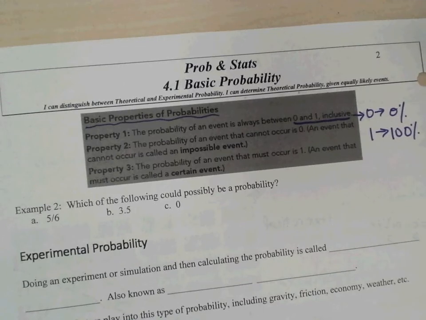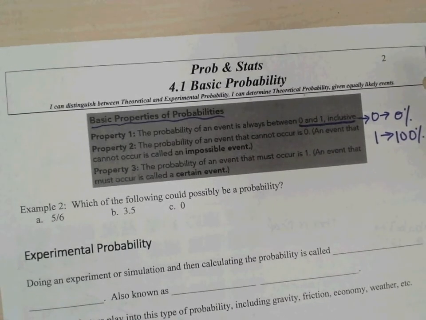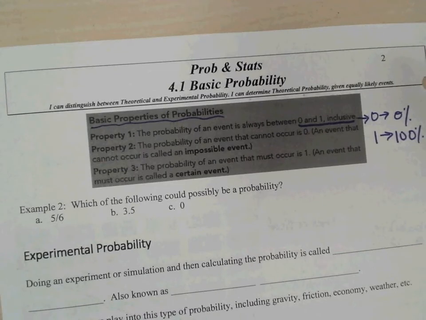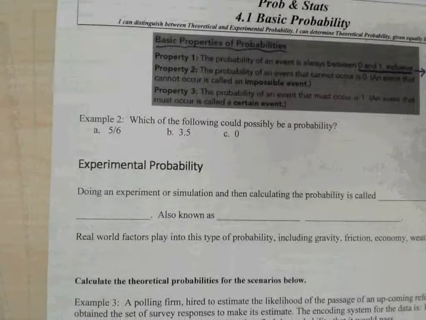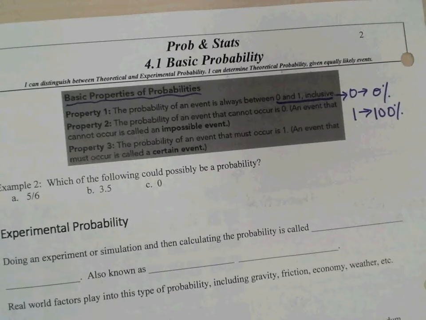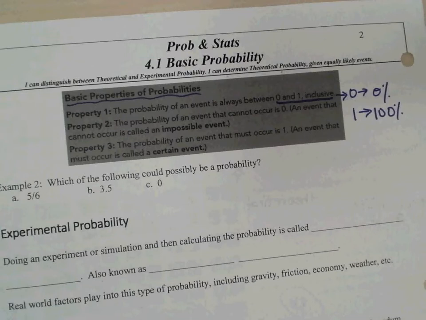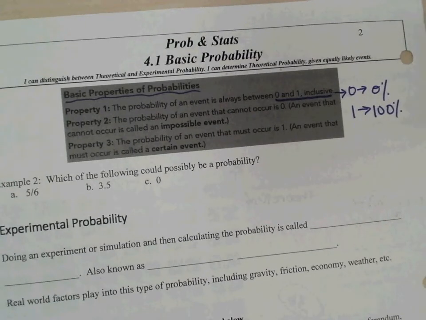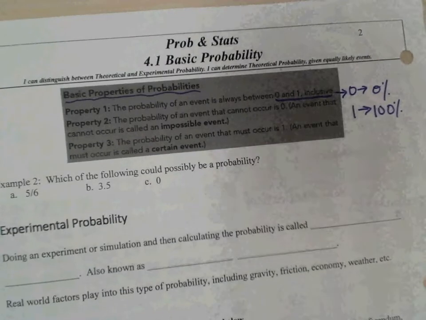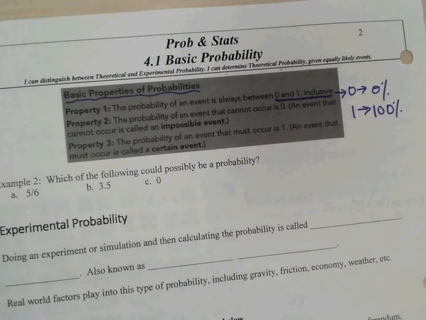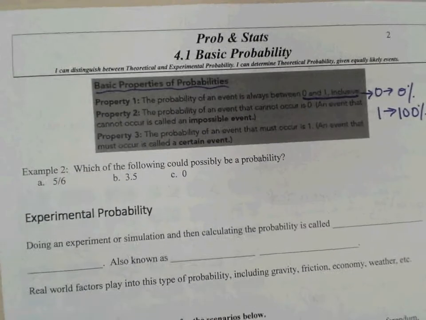Property number 2, Jacob? The probability of events that cannot occur is 0. Events that cannot occur are called impossible. Right, such as rolling a 7 on a 6-sided die. Can't happen. Property number 3, Sydney? The probability of an event that must occur is 1. An event that must occur is called a certain event. Excellent. So the probability of rolling somewhere between a 1 and a 6 on a 6-sided die is 1. Got to have one of those options when you roll a die.